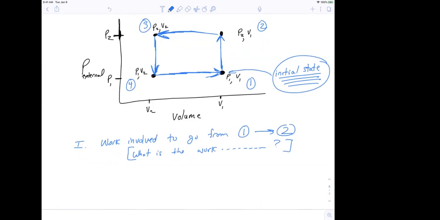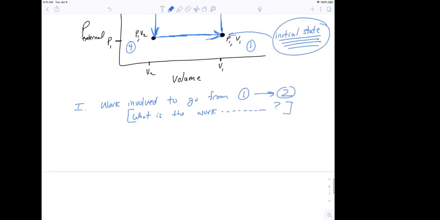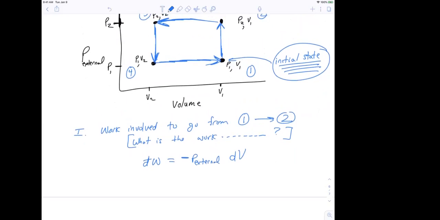And so if you're asked, what is the work for some process? Well, the first thing we do is go to our handy and trustworthy expression. dW is P external times dV. Okay, we can never go wrong if we start with that. Okay, so now we just have to fill in things here. For the process from state 1 to state 2, we see that the pressure is changing from P1 to P2. So we might be thinking about, well, what is P external? Okay, so we'll hold on to that.